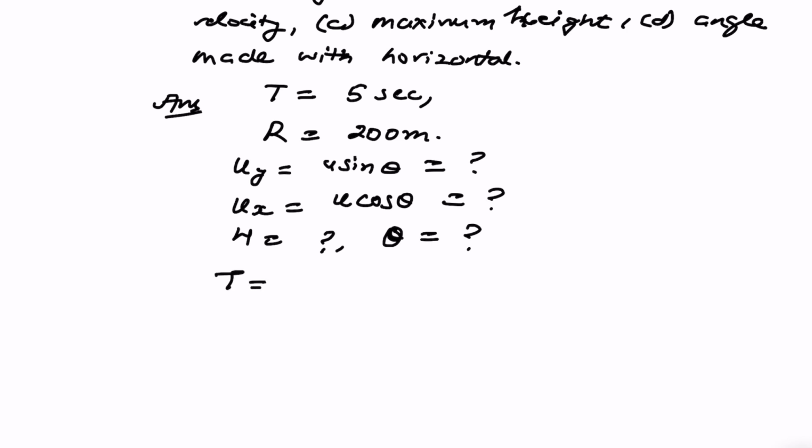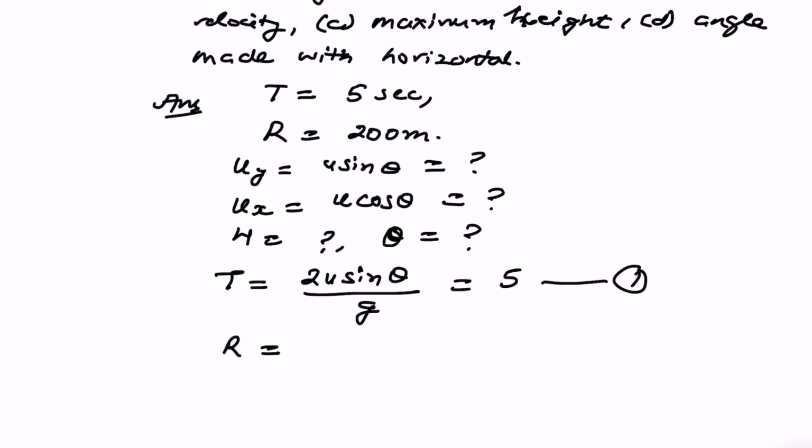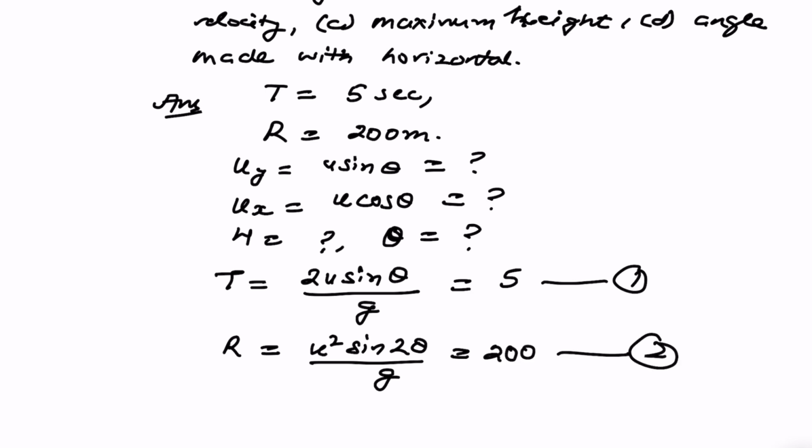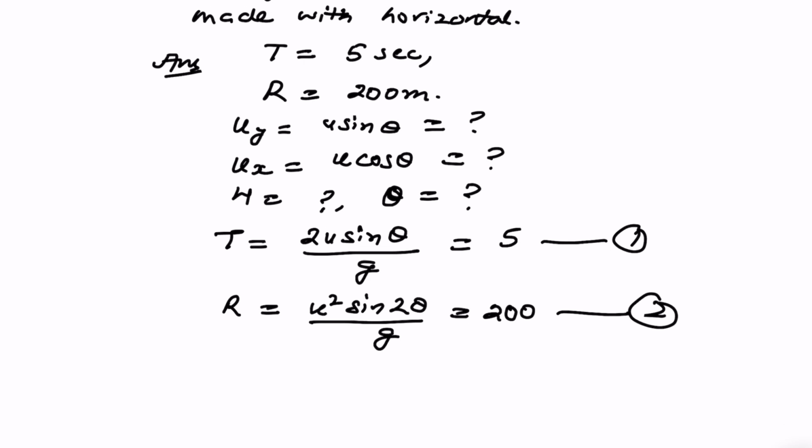Now we know that the formula for the time of flight is 2u sin theta upon g, and we are given that this is 5 in the question. Similarly, the range is also given to us. The formula for range is u square sin 2 theta upon g, and this is given to us as 200. So these are the two things which are given to us.